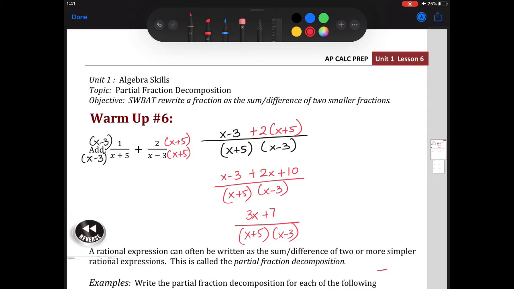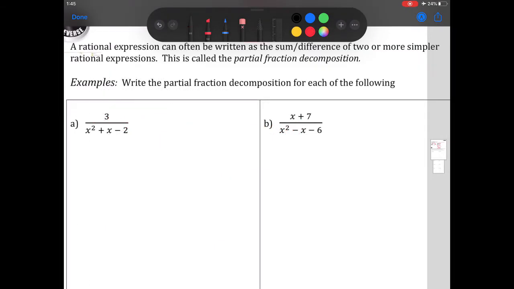By taking the LCM. So now what are we going to do today? We're going to actually reverse it. I'm going to give you a question like this, and I want you to rewrite it as two separate fractions. That's what our goal is. So we are going to start with our examples.